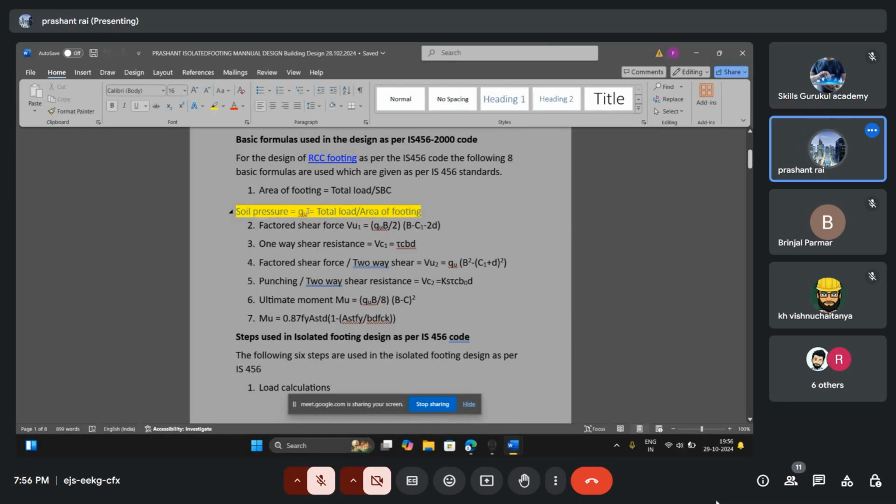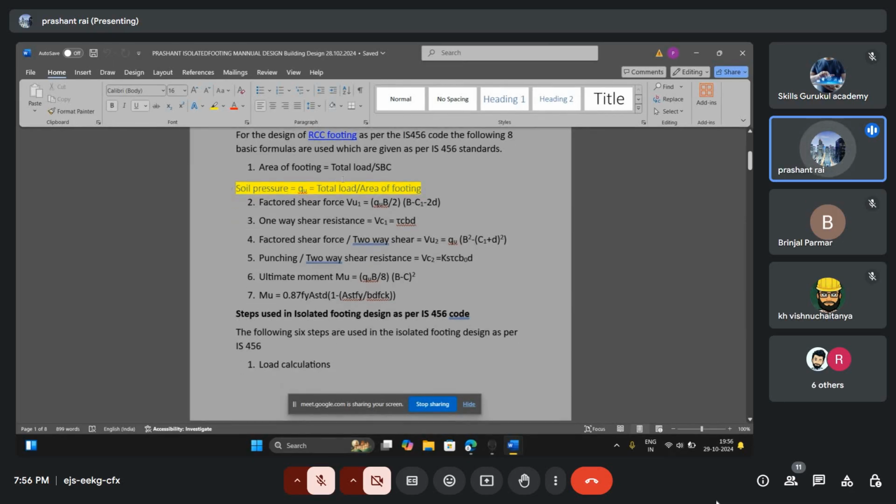So we can decide. Alternatively, if we already have a size of footing, we can find out the bearing capacity of the soil: total load divided by the footing area gives the soil bearing capacity. Or if we don't have the size of the footing, then total load divided by the soil bearing capacity gives the size.